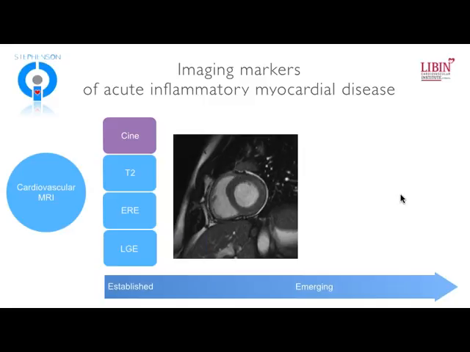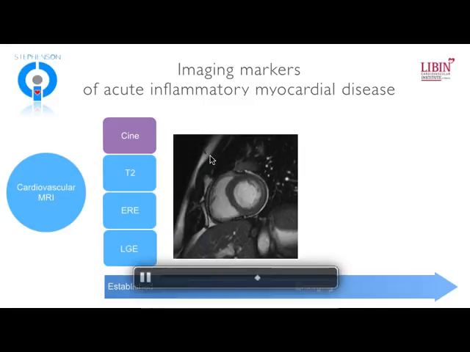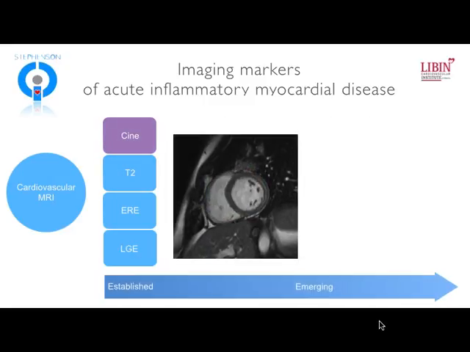The workhorse of cardiovascular MRI is SSFP-based cine imaging, and that's what you're seeing on the screen here. So this is a short-axis image in the mid-ventricle, and this is of a patient with acute myocarditis.